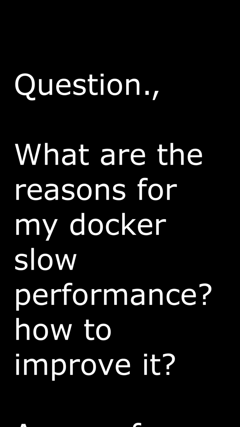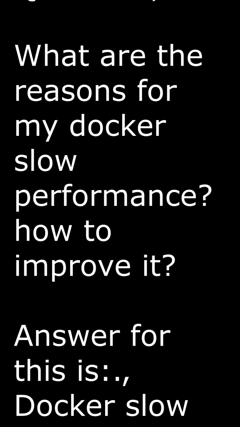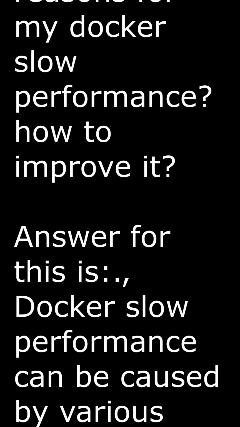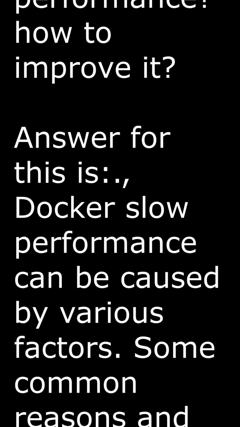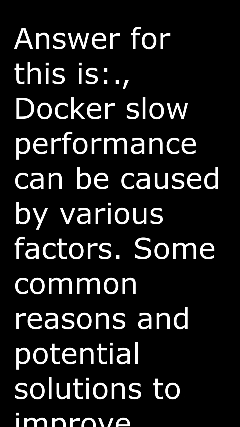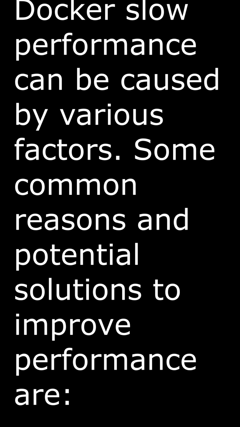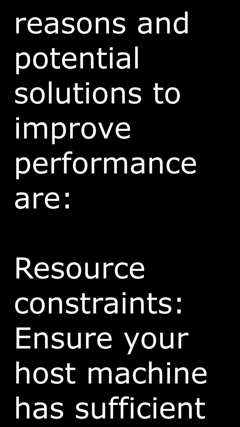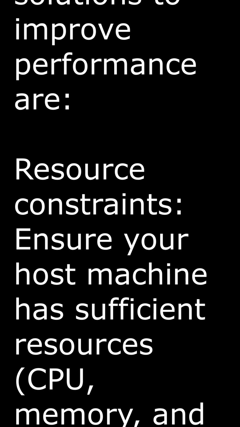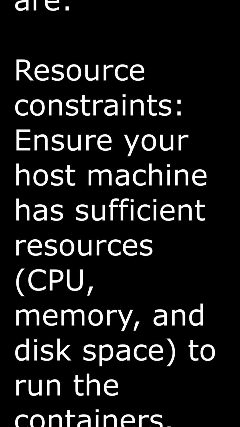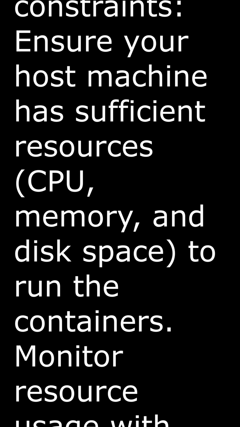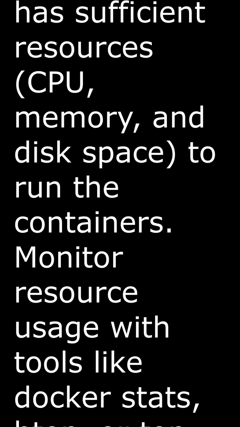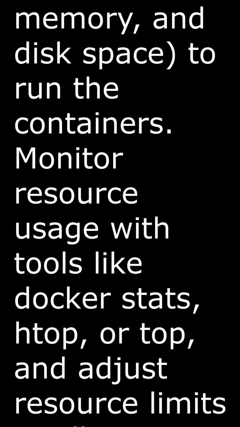Question: what are the reasons for my Docker slow performance? How to improve it? Answer for this is: Docker slow performance can be caused by various factors. Some common reasons and potential solutions to improve performance are: resource constraints. Ensure your host machine has sufficient resources, CPU, memory, and disk space, to run the containers.